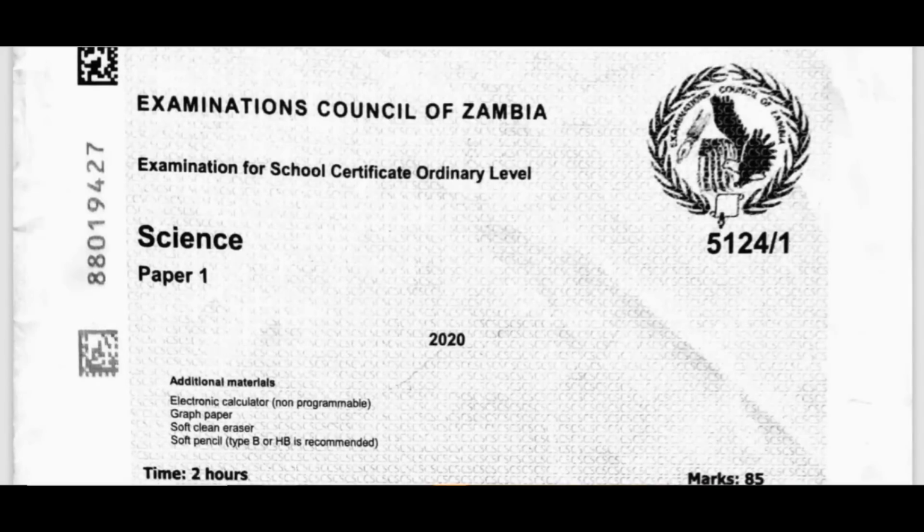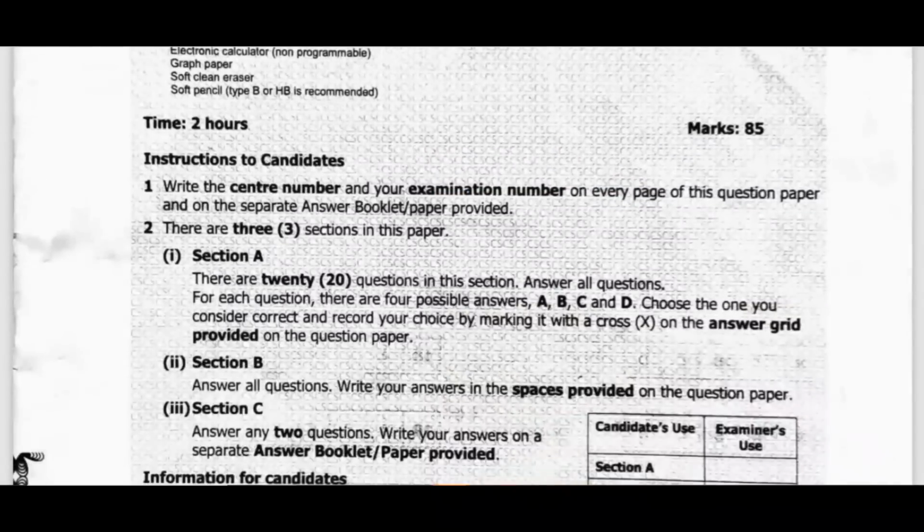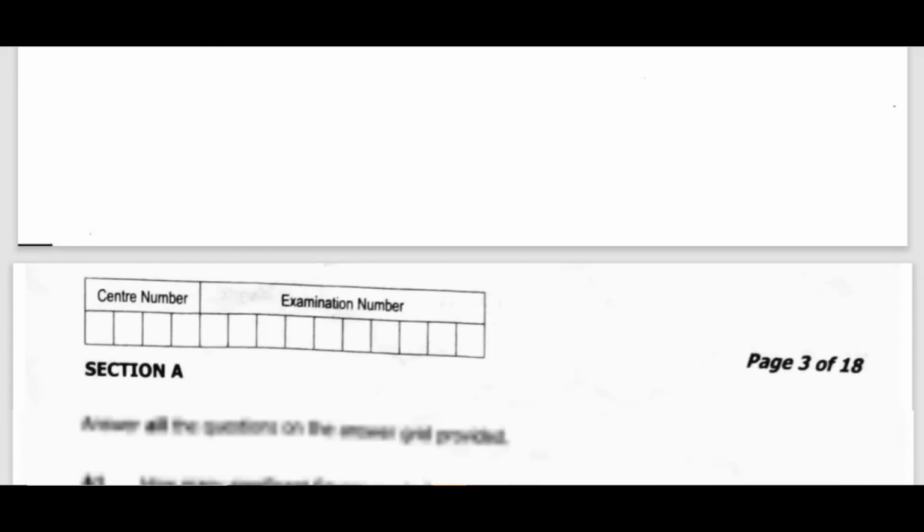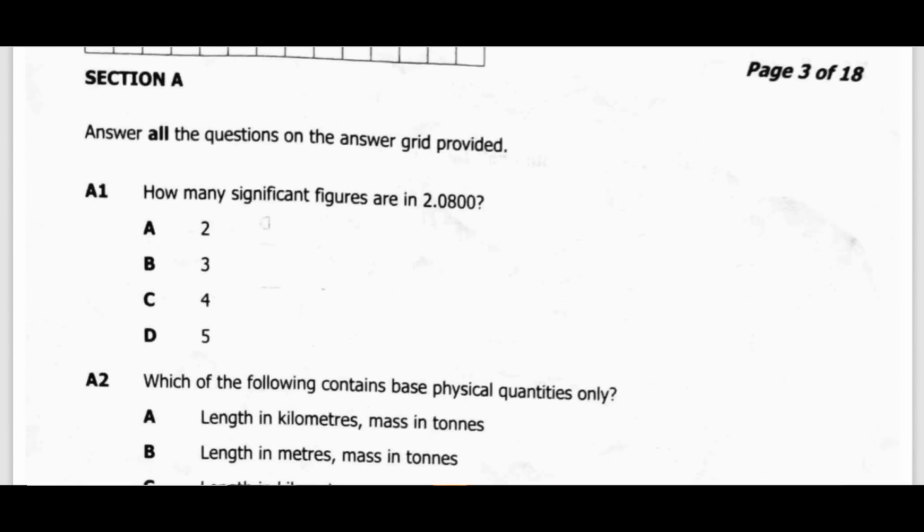This is Ricky Chisambo, and in this lesson we want to revise science paper 1, which was written in 2020. The duration for this paper was 2 hours, so you can read through the instructions. Okay, so we'll start with section A. In section A, you have to answer all the questions.